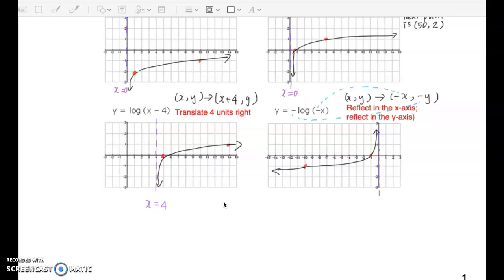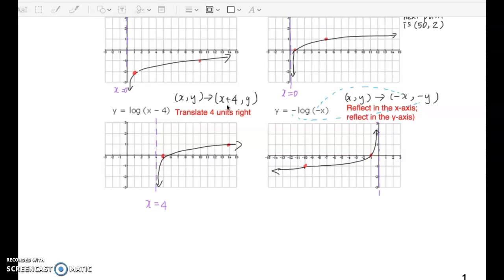Then you have y equals a log of x minus 4. Again, the change is occurring with the x. So this tells us that this is a horizontal translation. x minus 4 here in the equation tells us we're actually moving 4 units to the right. So the mapping rule shows x plus 4.